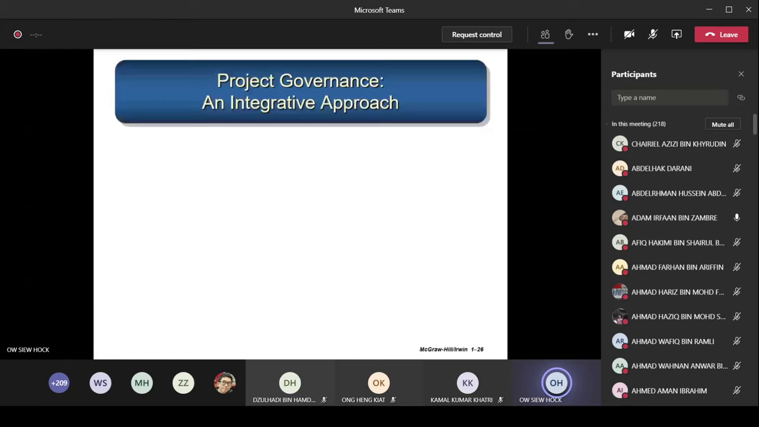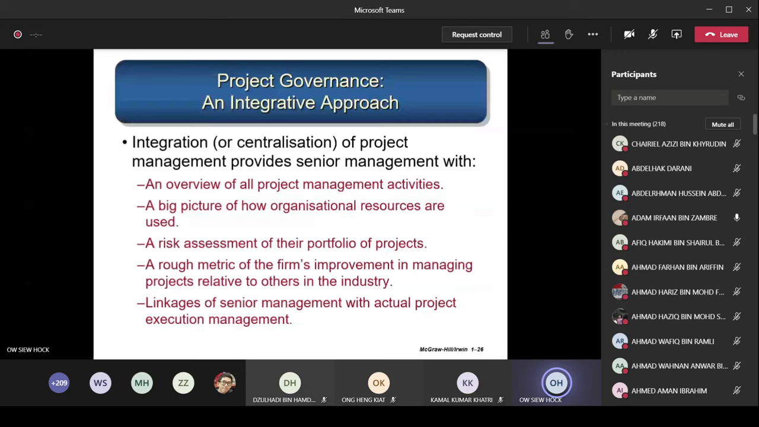Okay, next is about project governance. Governance is an integrative approach. So integration, or what we call centralization of project management, provides senior management with an overview of all project management activities. Because you centralize, you can see what projects are ongoing, how many people each project takes, how long it takes, and what equipment is being used. So you have a big picture of how organizational resources are used, because sometimes resources are scarce, and you don't always have enough people.